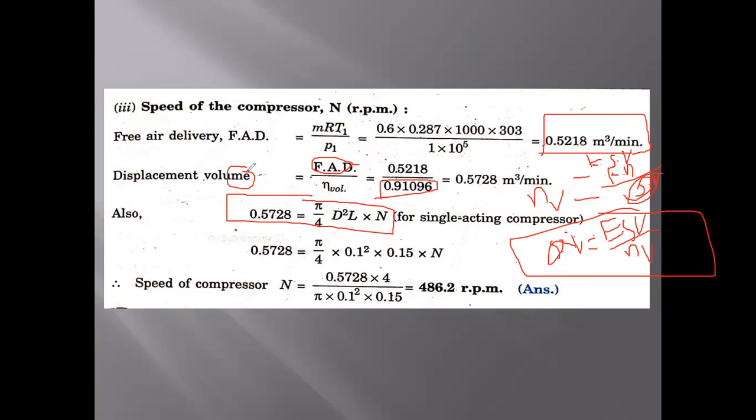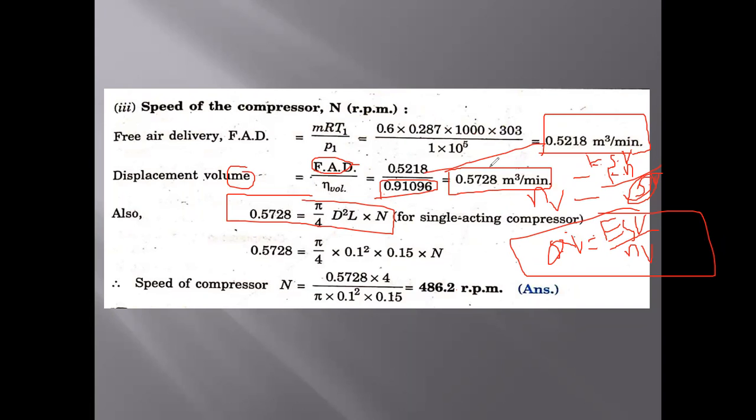So it will give us the displacement volume or swept volume. The free air delivered is 0.5218, and the volumetric efficiency from the previous slide we know is 0.91096. So what is the swept volume or displacement volume here? It is 0.5728 meter cube per minute. If you calculate these two values, you will get 0.5728.